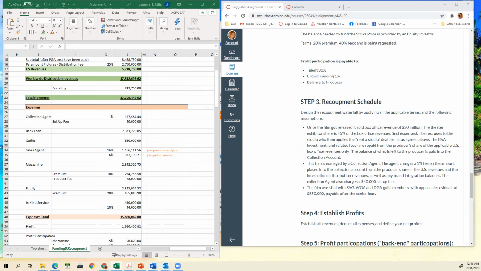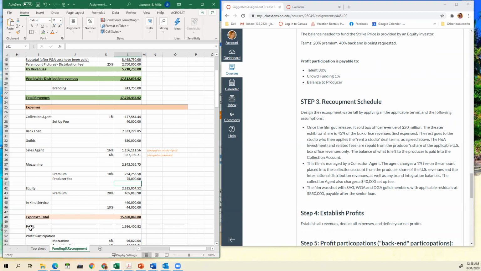And then we're putting in our equity. And of course, we're putting in our 20% premium. And now the in-kind services were deferred partially. So we have to pay a premium on that. 440,000 were deferred. So our premium is set at 10% for this.